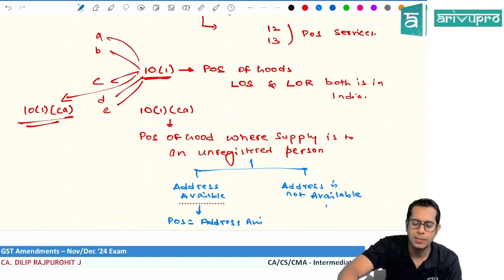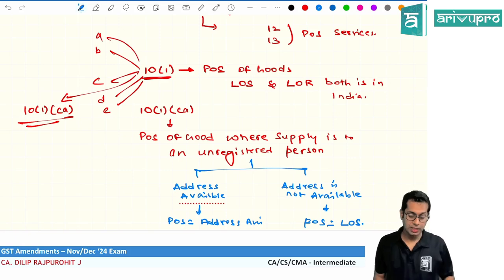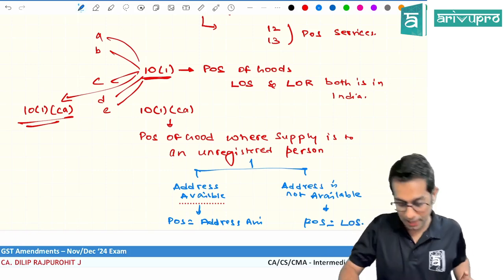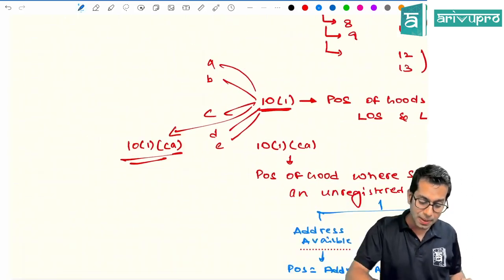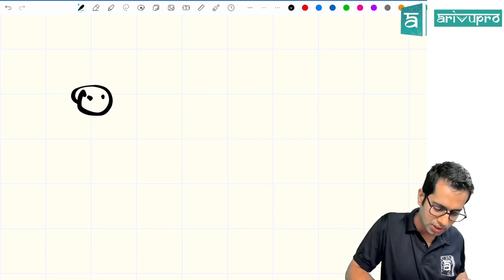Whatever address is available with you. If the address is not available, then the place of supply will be the location of the supplier. Let me give you one simple example to help you understand this beautiful provision.